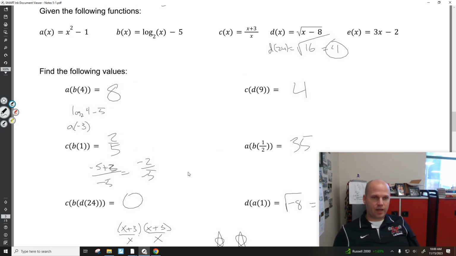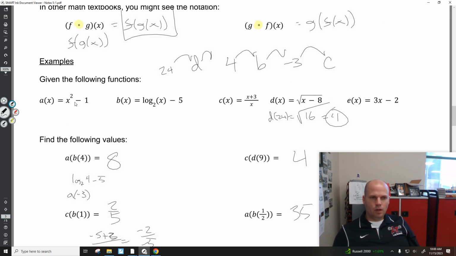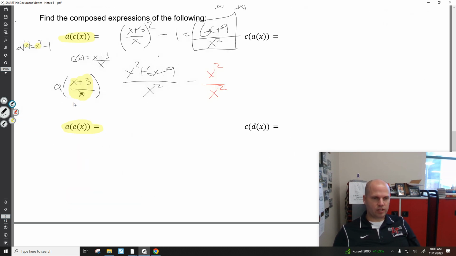Let's do a of e of x. A is x squared minus 1. E of x is 3x minus 2. Okay, so it's a of 3x minus 2. Wherever I see x, I'll replace it with 3x minus 2. So it's 3x minus 2 squared minus 1. That's a of e of x.